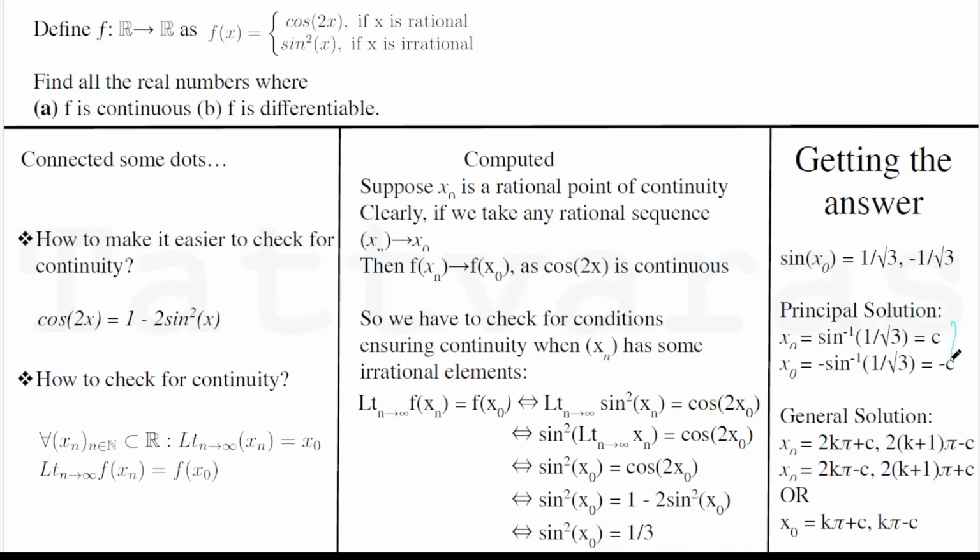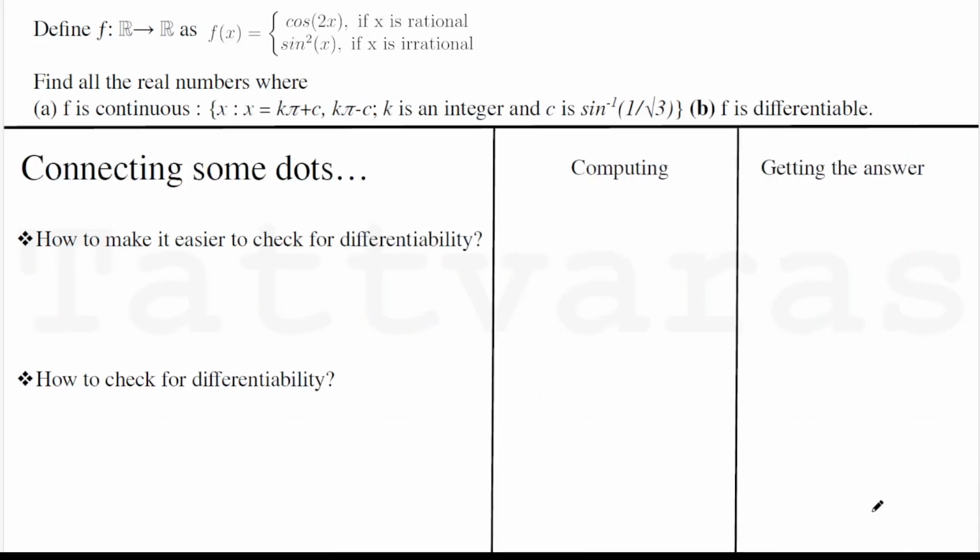So not only are these two the solutions, the points that are going to make the function continuous, any point that is having this kind of periodic structure associated with pi, say pi plus c, pi minus c, 2 pi plus c, 2 pi minus c, that's also going to be a point of continuity. So this is the answer for part A. Now coming to differentiability.